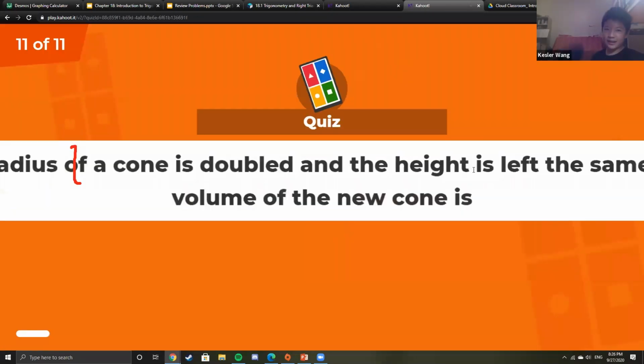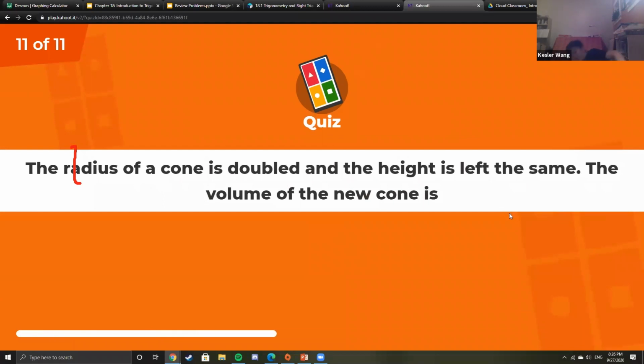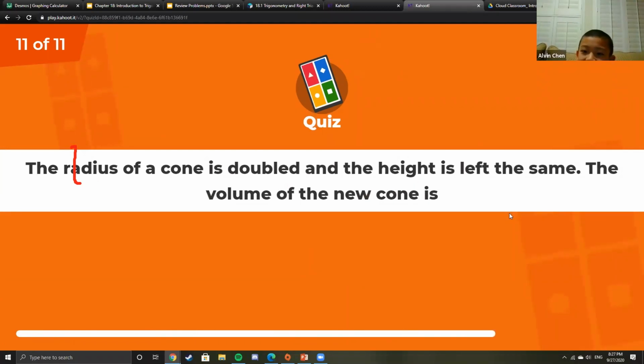Dang it, misclick. I think you should call it a mistake.